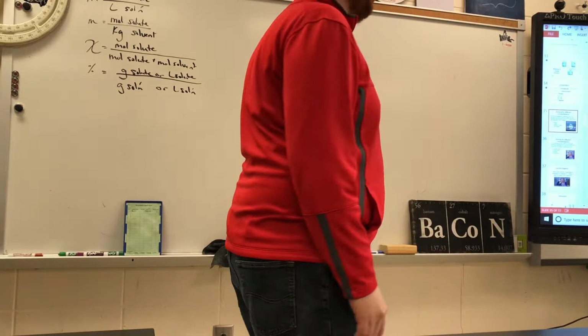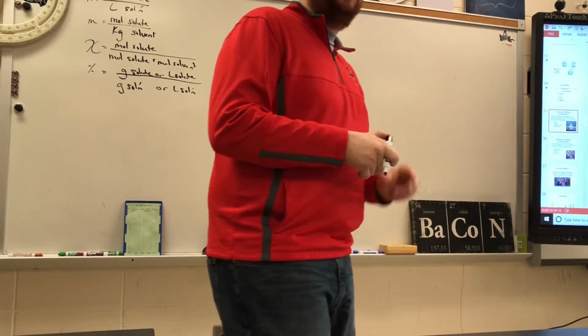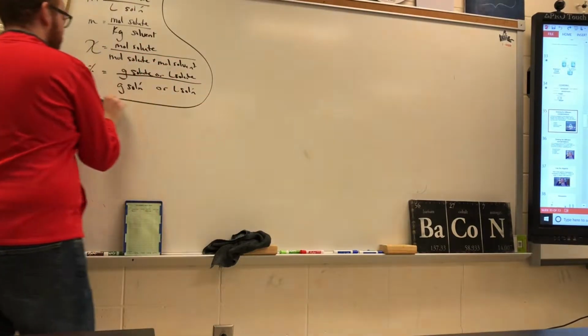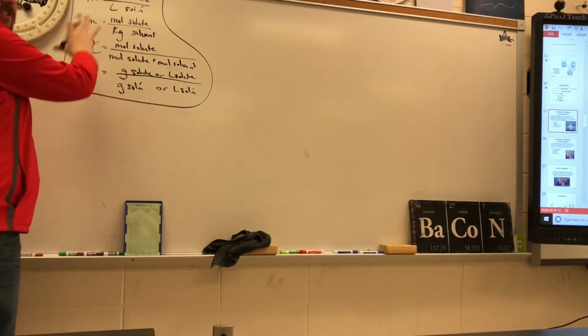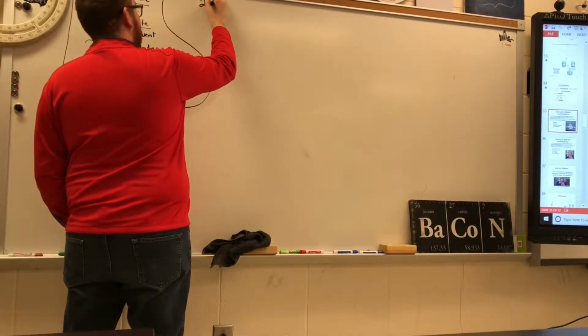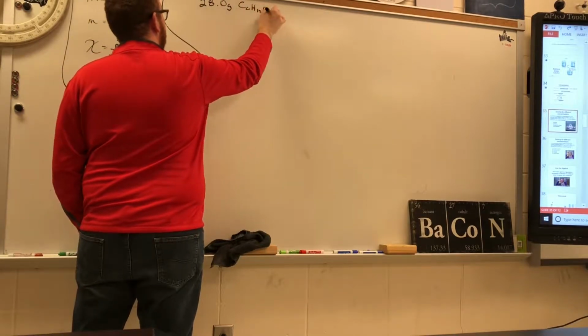So on this first problem, they gave us some stuff. What did they give us? They gave us 28 grams of glucose. I'm keeping these equations up on the board, by the way, so I can use them. So they told us what? It's 28.0 grams of C6H12O6.